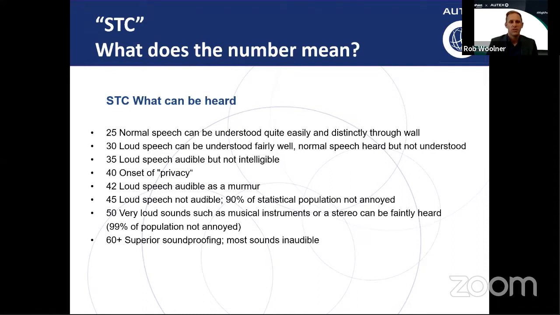STC, it does relate to these, it is measured in this way. If you look down the left-hand side, you'll see different values that relate to STC, and it gives you an idea of what those values mean in terms of audible sounds. So 25 is very low, and that's when you can hear from one room to another normal speech, and it can be understood quite easily. And then right up to 60 plus, which is superior soundproofing, and you literally cannot hear the sound that's being created in one room and another room. So typically intertenancy between one living area and another, we look at around 45 to 55 STC is what is generally acceptable.